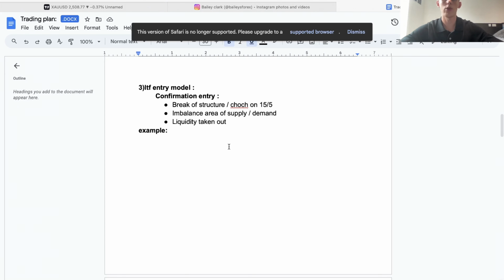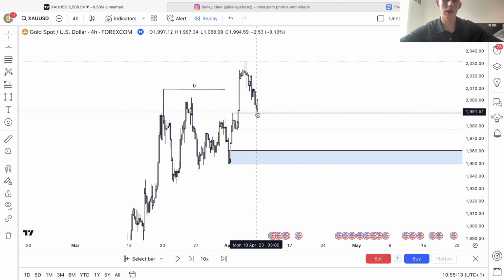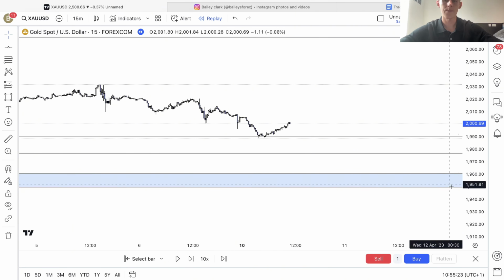This is the same entry model that we just went through during the presentation. So, lower time frame entry model. You may ask, what time frame is the lower time frame? The entry time frame depends on the time frame on which we identified the point of interest. So if the point of interest is on the 4-hour, which in this case it was because we identified this 4-hour demand, we go down to the 15-minute time frame for the entry.